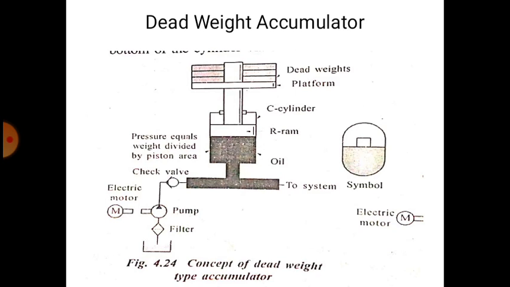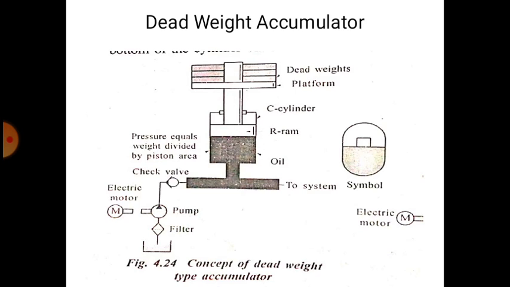So this is the deadweight type accumulator. On the accumulator there are dead weights, and according to the pressure required by the system, we increase the weights on the accumulator. Here also a ram is there inside the cylinder. A dead weights platform is connected to the ram. Accumulators are fitted in line with the system.